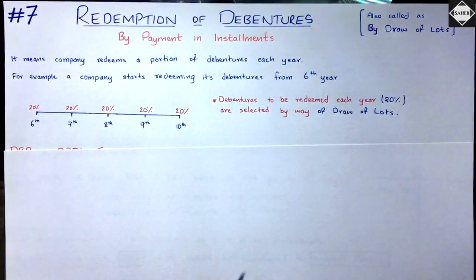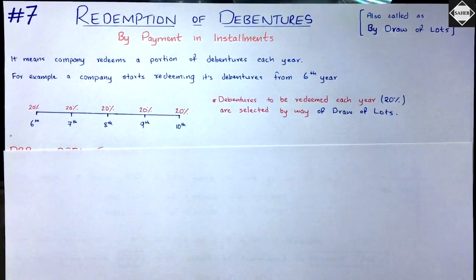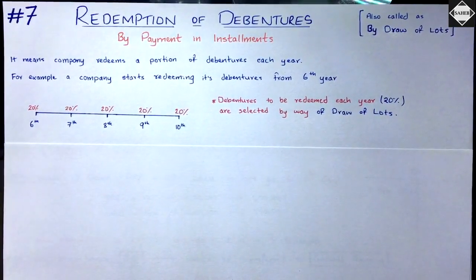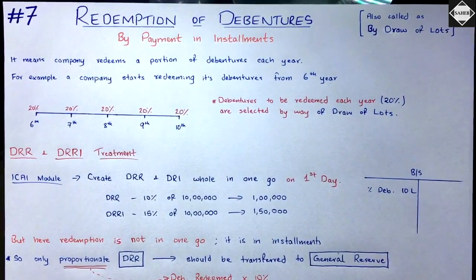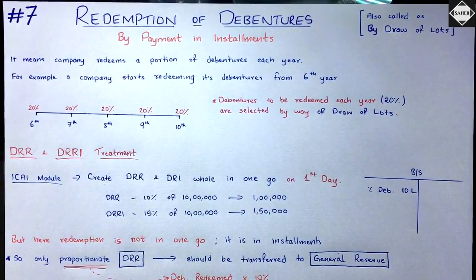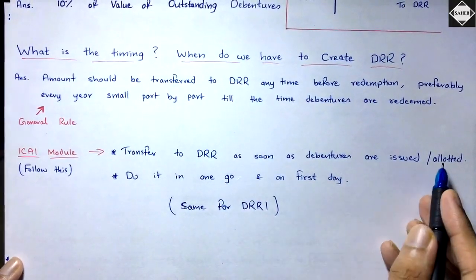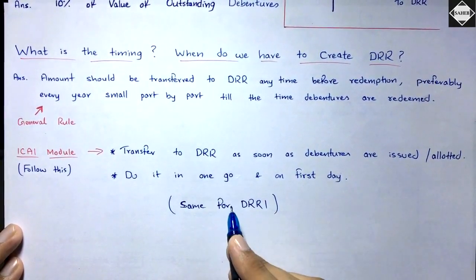Now you have to understand the treatment of DRR and DRI in this method. That's very important for you to understand. The treatment of DRR and DRI is also very simple. It's not difficult. See here, what is our normal treatment of DRR and DRI? In lump sum, what used to happen? Do you remember that? In DRR, what we used to do was transfer to DRR as soon as debentures are issued or allotted. Do it in one go and on the first day. The same rule applied for DRI also.